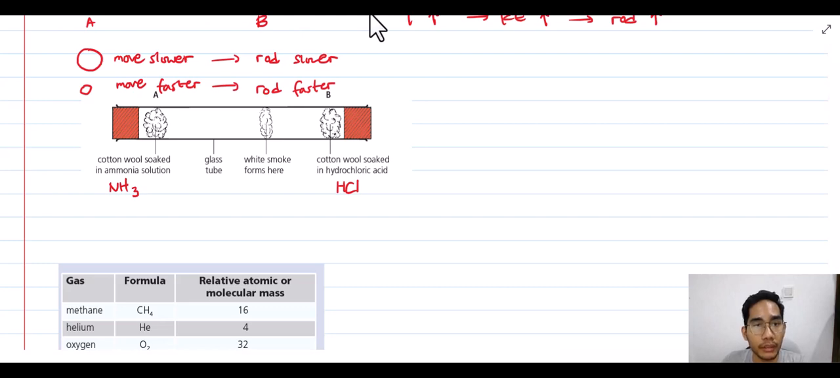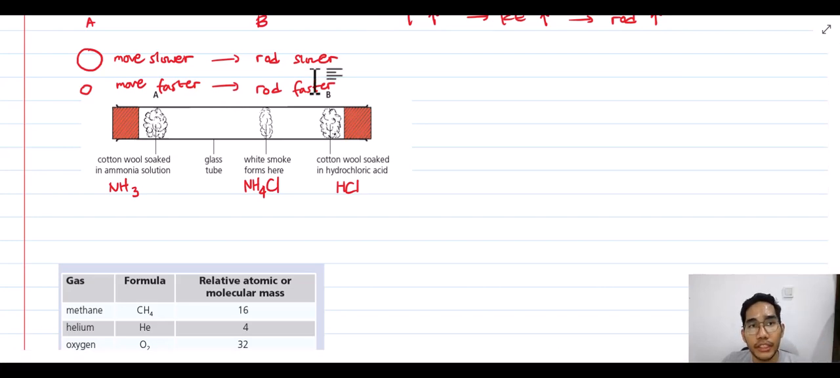As you can see here, when the tube filled with the two cotton wools is left for a while, a white smoke forms here. So what is the white smoke? The white smoke is actually just ammonium chloride, NH4Cl. As you might already guess, NH4Cl, or ammonium chloride, is formed when NH3 meets HCl.